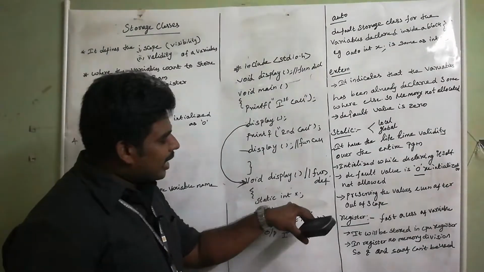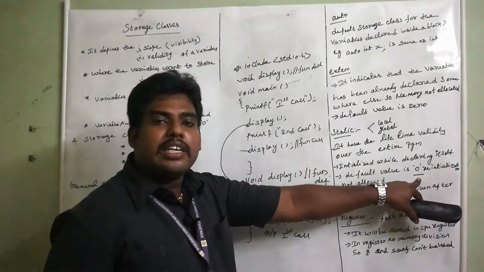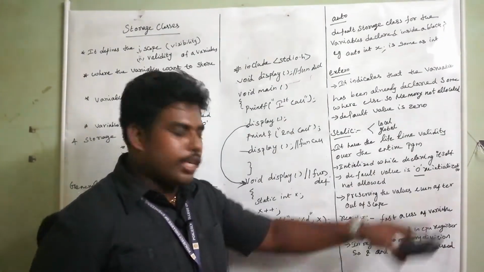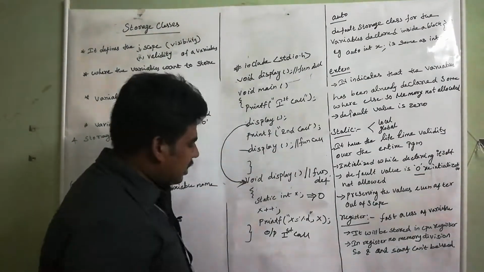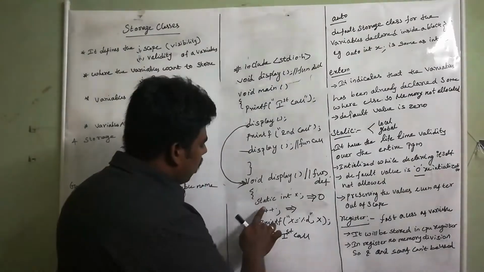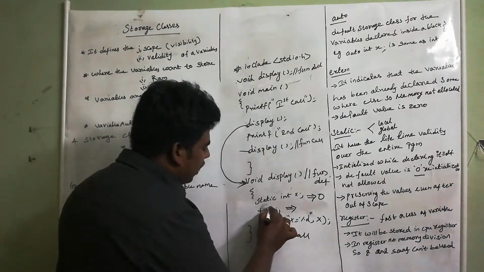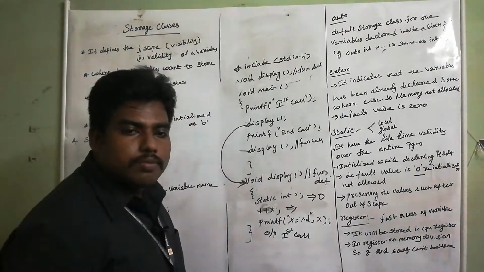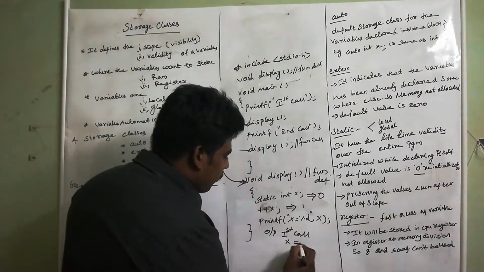Here static int x. What's the x value? By default the x value is 0. Next line x plus plus. So what will happen? If you have a prefix confusion, you can put plus plus x. Now what's the x value? The x value is 1. So I am printing, it will display x equal to 1.